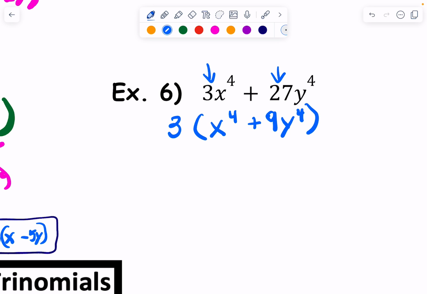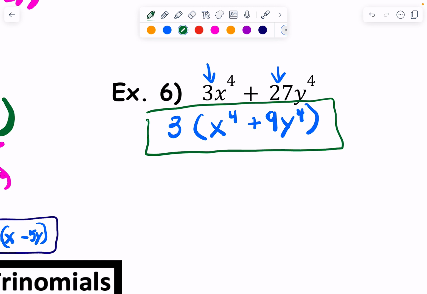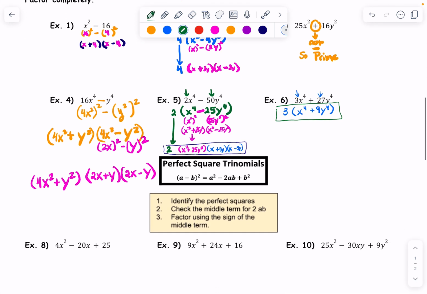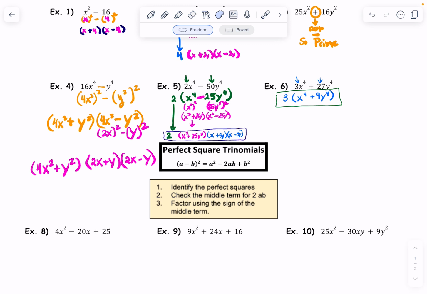Well, that's cool. Because I got to take the 3 out, it's not going to be prime. But then I noticed that I have a sum, not a difference. So even if those are perfect squares, and they are, we're finished. So because we factored the 3 out, it is not prime, but this is the way it is factored. Okay, so key there is watching out for addition and subtraction.